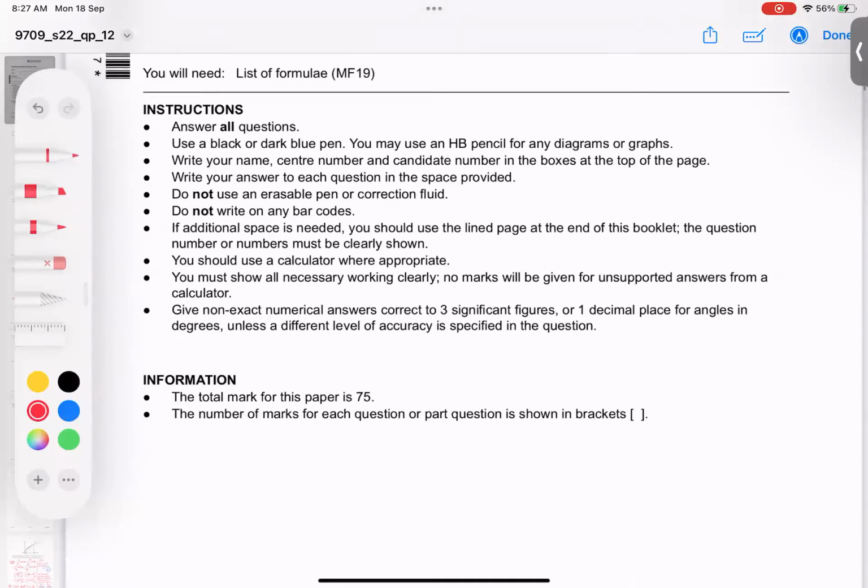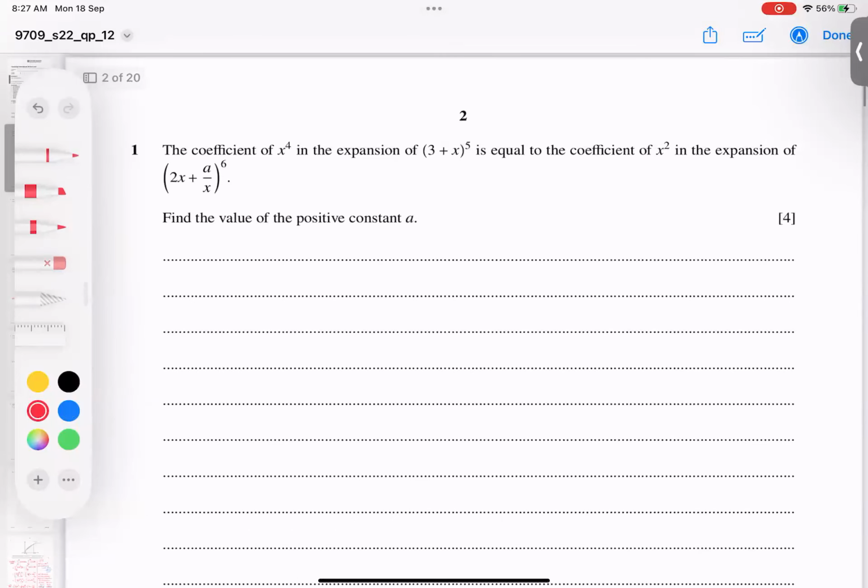So let's start. The question is: the coefficient of x to the power 4 in this expansion is equal to the coefficient of x to the power 2 in the expansion of this. So they're equal, right? Let's go for the first part. I have to look for the x to the power 4 coefficient in this expansion, and there's a very clear approach.